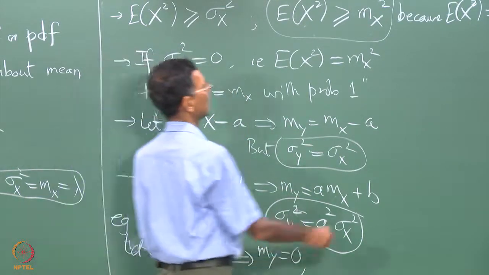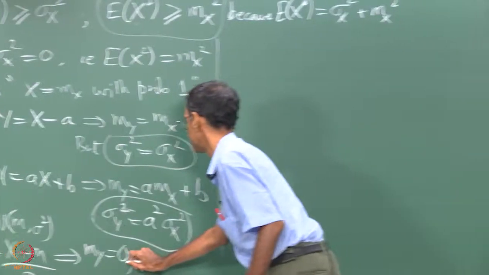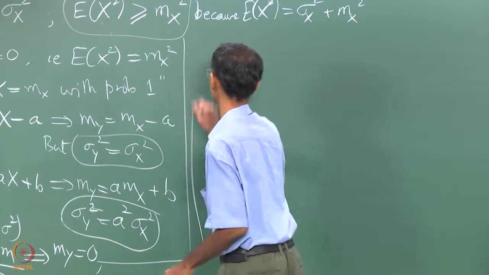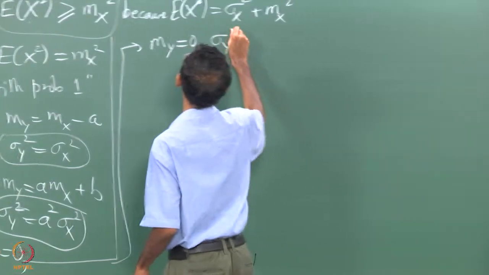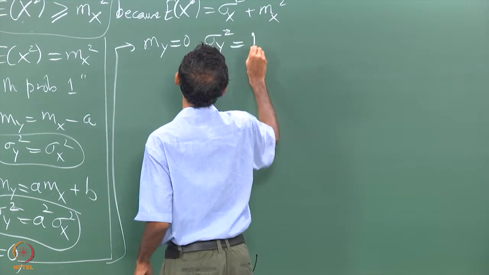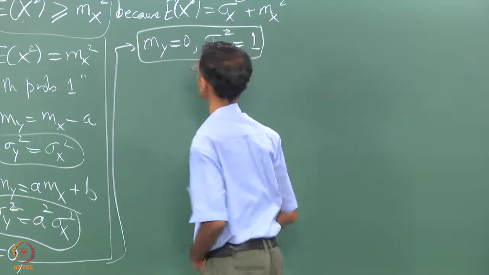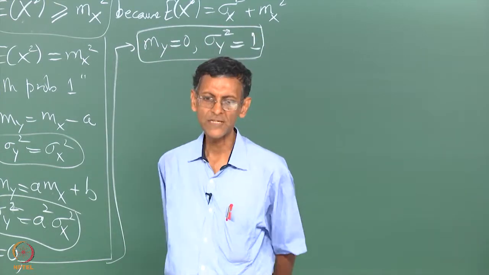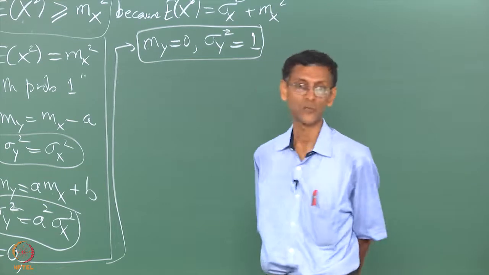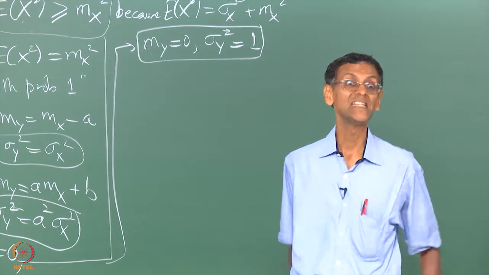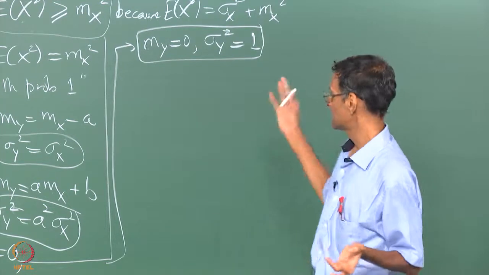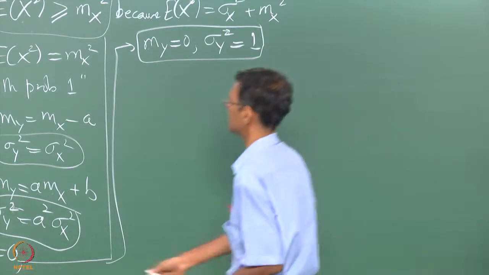Maybe I should go back here and write it down. Obviously this result works in the opposite direction as well. So starting from 0, 1 you can always inject some mean and variance by doing this, in other words.